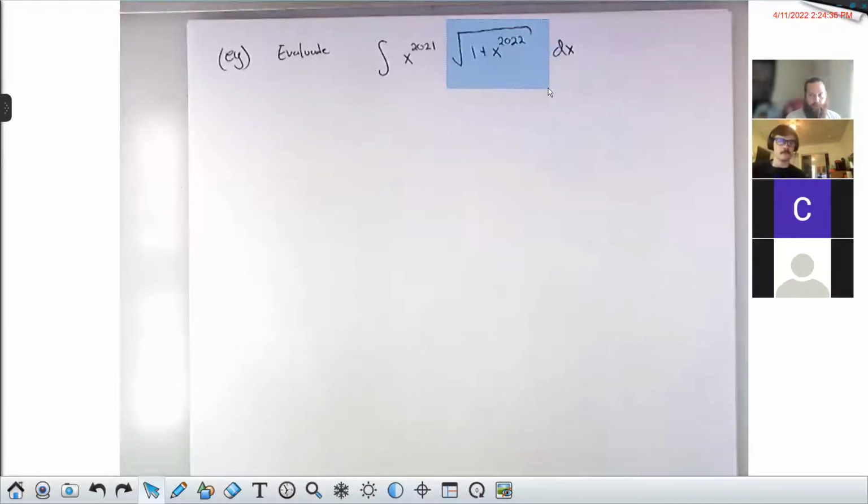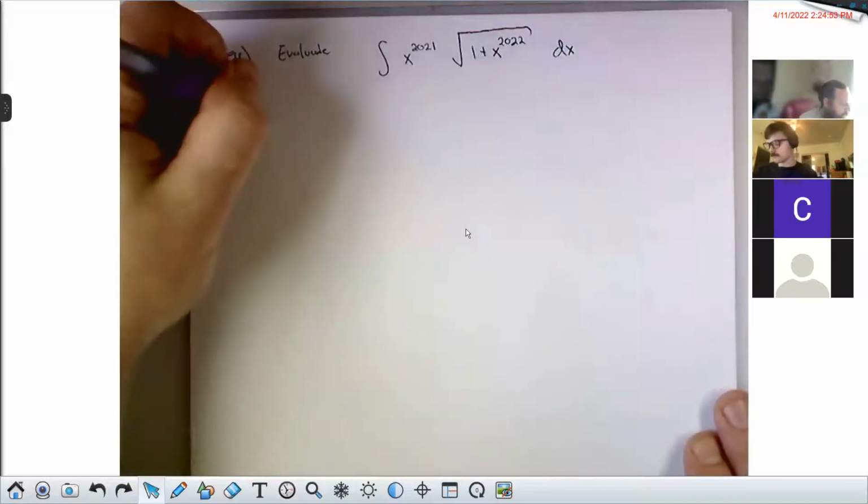I cannot split up the square root. I want to be clear about that. This is not the same as 1 plus x to the 1011. Square roots never split up over addition or subtraction. The only way to attack this problem is with a substitution.